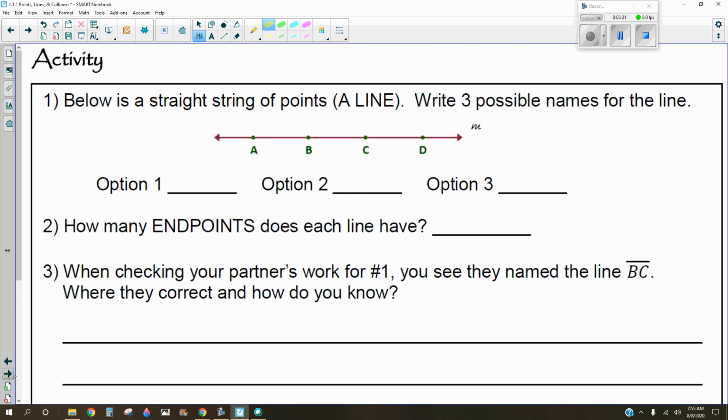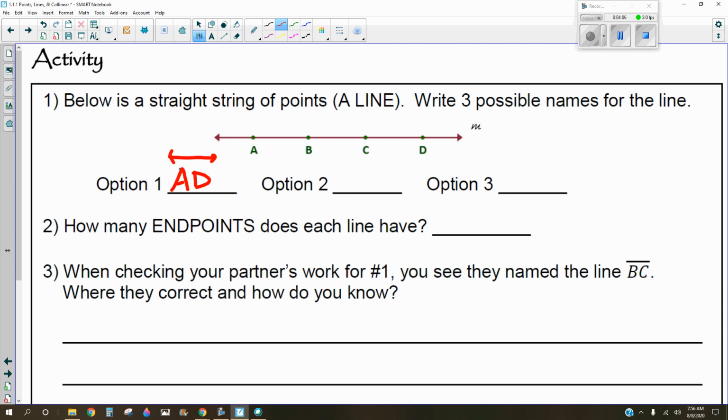Okay, so let's do an example. It says below is a straight string of points, or a line. What are 3 possible names for this line? Okay, so I'm going to go up to my pen. Hopefully this writes a little bit better this time. So if I'm going to name this, remember, I have a line and it's got, let's see, A, B, C, D. It's got 4 points on the line. So if I'm going to name this line, again, I'm just going to pick any 2 points at random. It doesn't matter which 2 points I choose. So maybe I say A and D, the first and the last. Perfect. I have to then include a line with 2 arrows over the top of it.